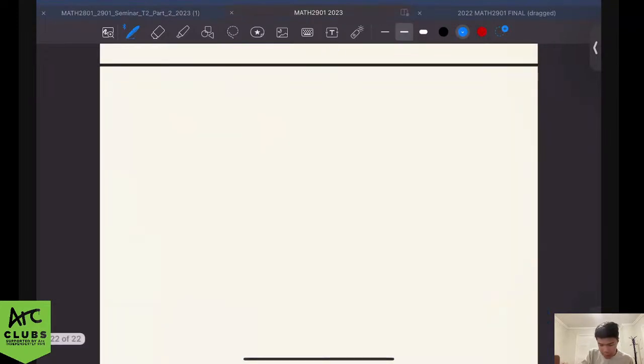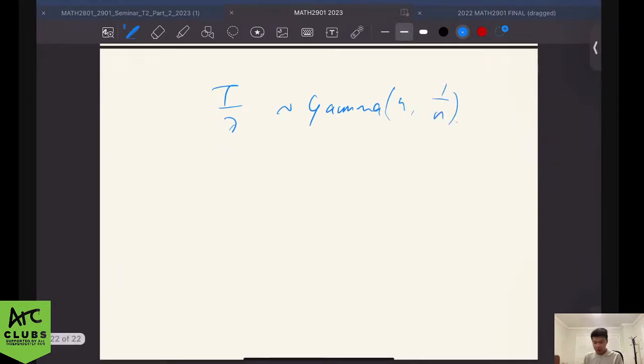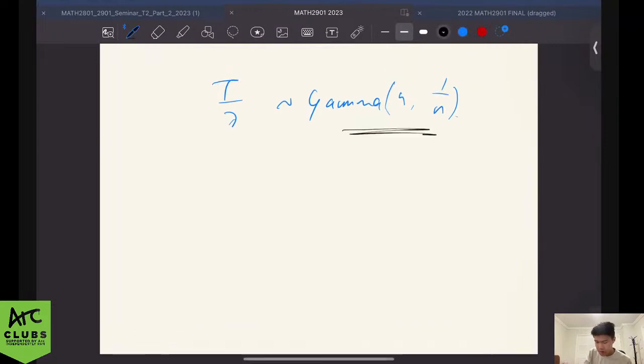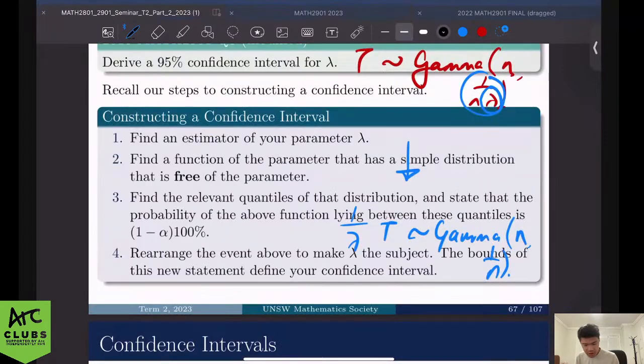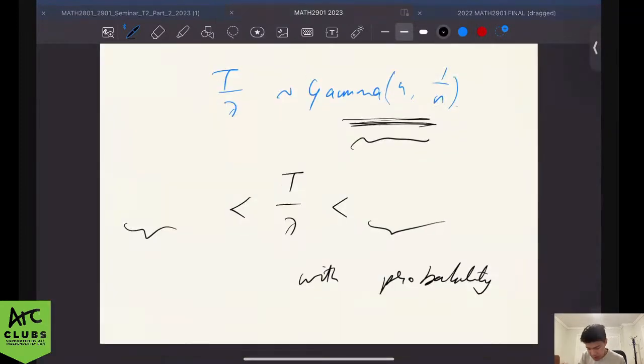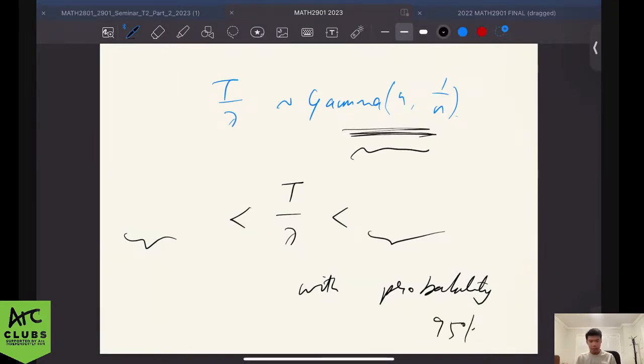All right, so let's rewrite this on the next page. So T on lambda is gamma(n, 1/n). Okay, so that's good. Now we've got a distribution that's free of lambda. Okay, so the next thing we do is we say T on lambda is going to lie between two other variables. It's going to lie between these two variables with probability. Remember this step, with probability. I forgot what the confidence interval we needed, 95%. So with probability 95%. Okay, so T on lambda needs to lie between two things with probability 95%.